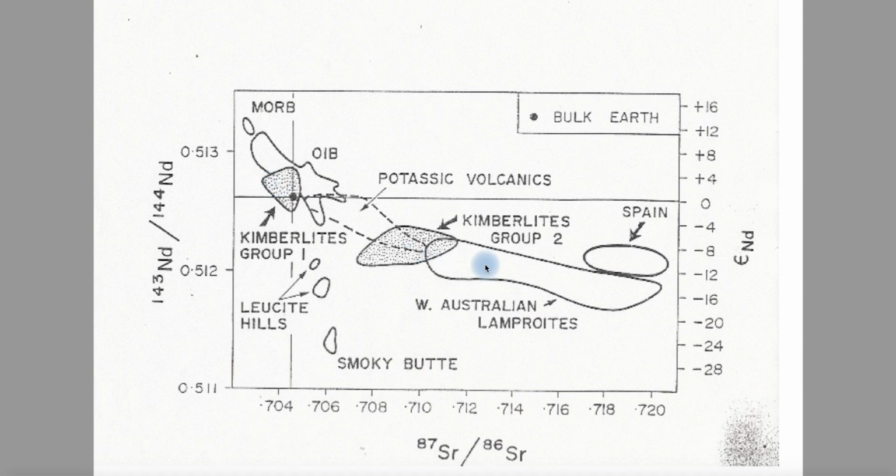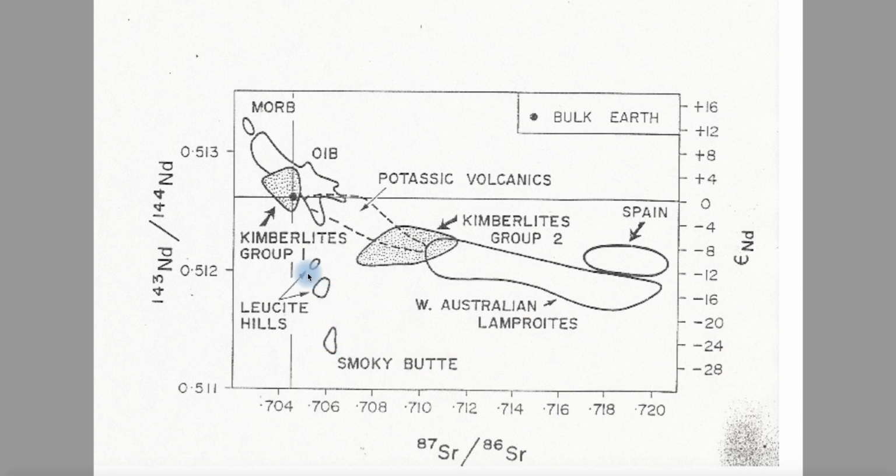Here you have a wide variety of isotopic composition with the Australian kimberlites, and here the ones of Spain. And this dot is the composition of the bulk Earth. Bulk Earth plots exactly in the kimberlite group 1 field. Then we have here the Leucite Hills, some volcanics, and the Smoky Butte, that is also some volcanic stuff.